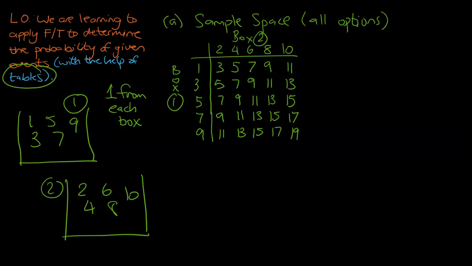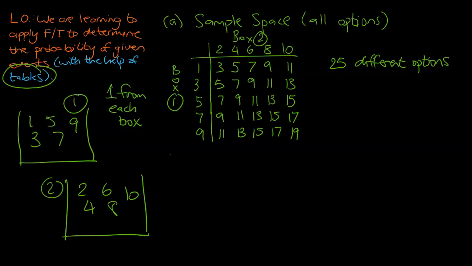So these here represent all of the possible combinations. And if you have a count, there's 5 in each row, and there's 5 rows in total. That means there are 25 different options that you could get when you pull these random numbers out. So there's 25 in total.